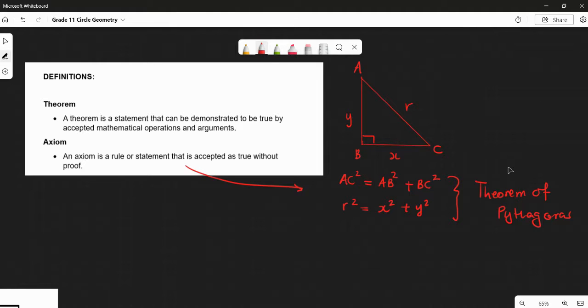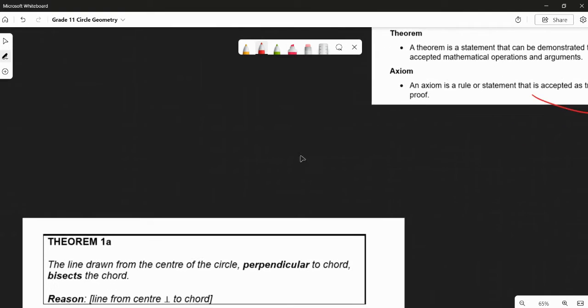Number two is another theorem which says the line from the center, or rather we can say the radius, is perpendicular to the tangent at the point of contact. So the radius and tangent form a 90-degree angle at the point of contact. But we'll talk about that as we do the theorem that involves tangents. Now let's look at the first theorem.